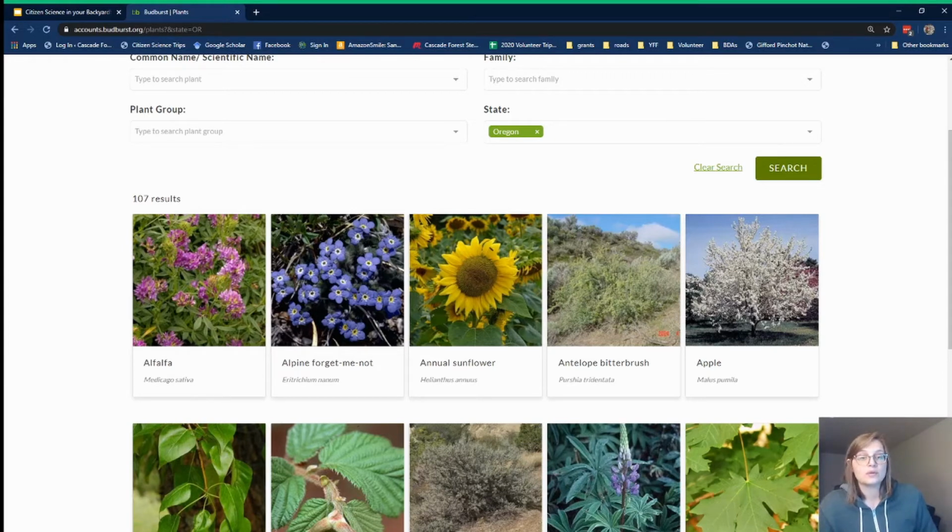You could also start outside first and go and explore and then make a list of what you see and what you're able to identify out there, and then come back and check to see if they're on the website.